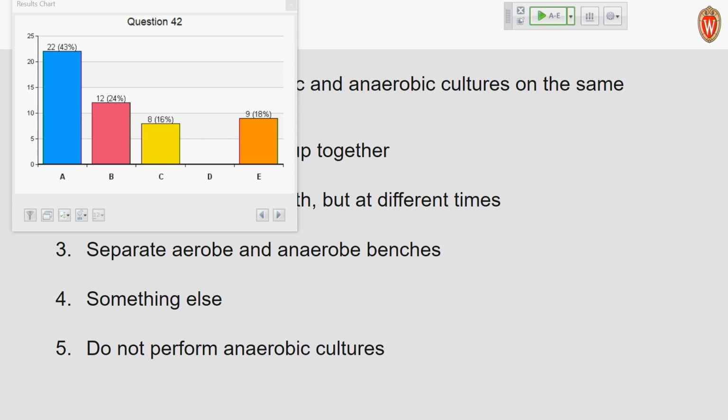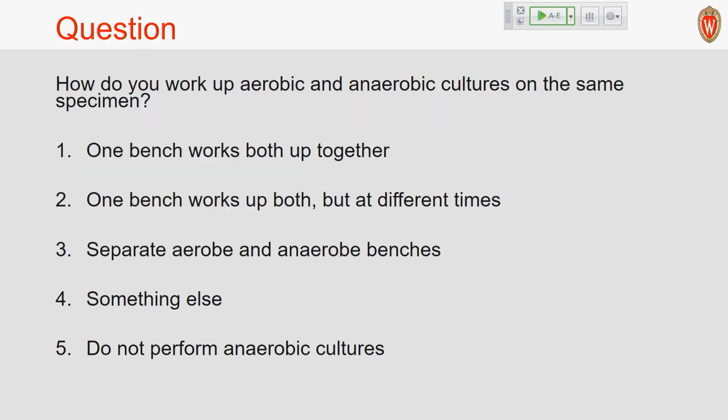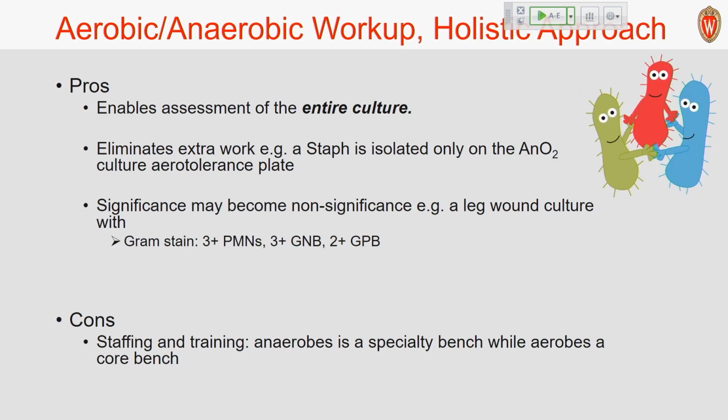Okay, interesting. Almost half work them up together. And this is something that we're actually going to bring into place, and I'm interested to see almost half of you are doing it already. But it makes a lot of sense to work them up together. Particularly think about the fact that the aerobe side gets done quicker than the anaerobe side, and if they're not being worked together, if you had worked them together, you'd realize holistically that they may not have a significant organism.